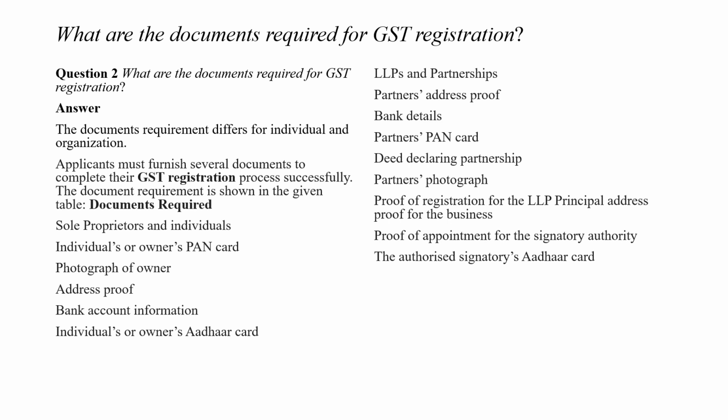For a sole proprietor and individual, the documents required are the individual's or owner's PAN card, photograph of the owner, address proof, bank account information, and the individual's or owner's Aadhaar card. For LLP and partnership: partners' address proof, bank details, partners' PAN cards, deed declaring partnership, partners' photographs, proof of registration for LLP, principal address proof for the business, proof of appointment for the signatory authority, and the authorized signatory's Aadhaar card.